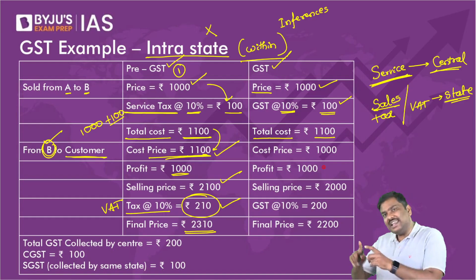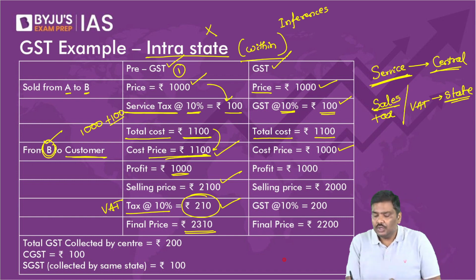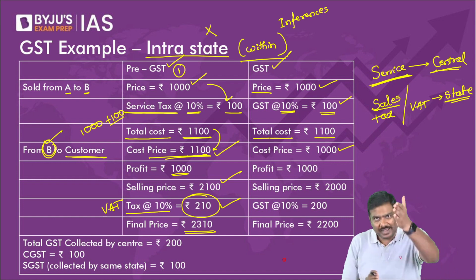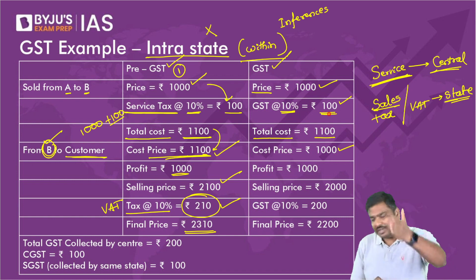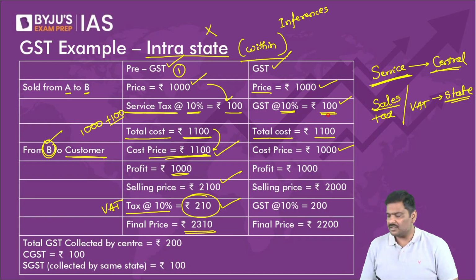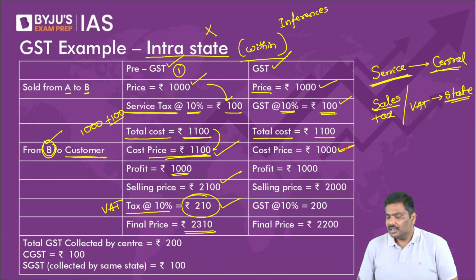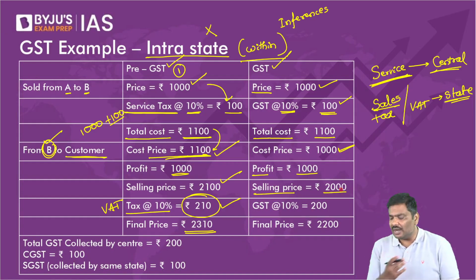GST when you're selling the product to the customer. You will not include it. Why? You know that this 100 rupee will be credited back to you. You will get input tax credit. Hence, you will not include that in the cost price of the product. You want to earn a profit of 1000 rupee. Now the selling price will become 2000 rupees. GST rate is 10%. That is basically 200.